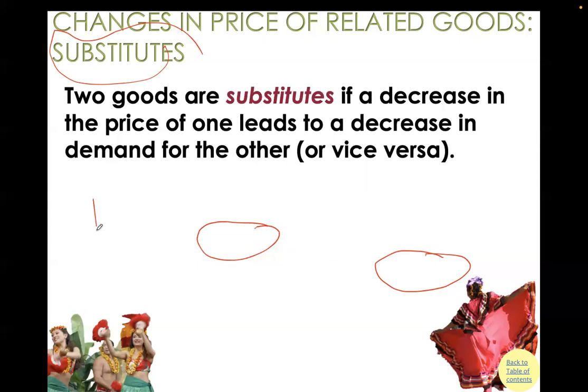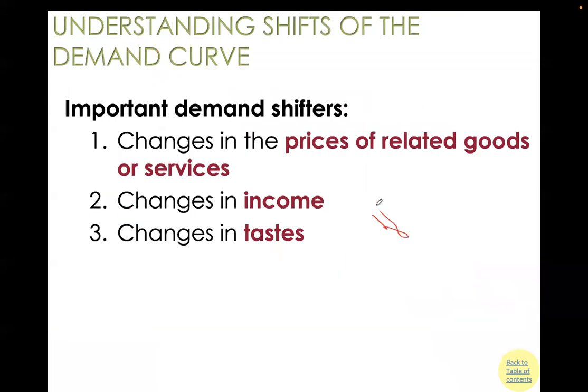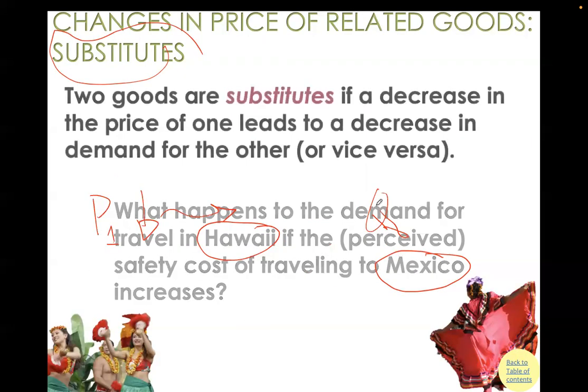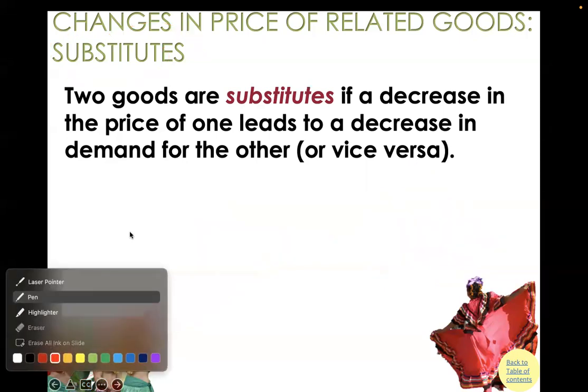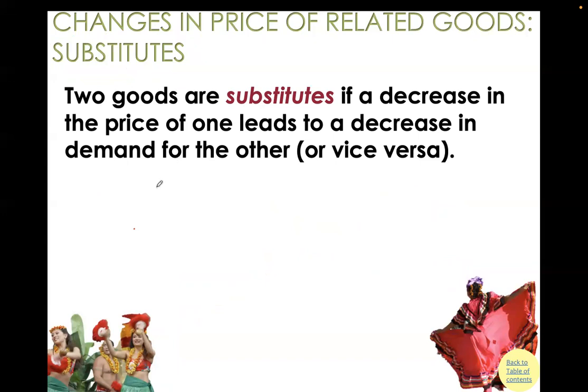So two goods are substitutes if the price of one decreases, it implies the quantity demanded for the other is going to decrease.